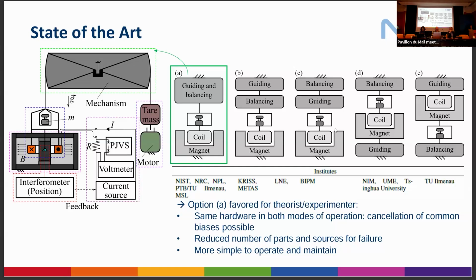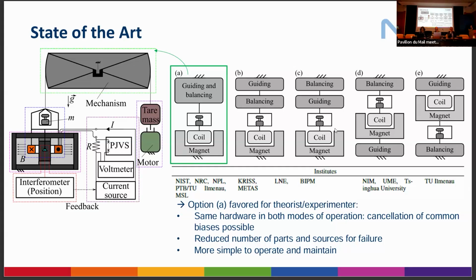And this is a strategy that NIST have used in all their Kibble balances from NIST 2, NIST 3, NIST 4, and in CHEMS as well. NRC Canada also have combined guiding and balancing mechanism, and then NPL as well, the old one and the new one, and PTB and Ilmenau and MSL, they use combined guiding and balancing mechanism. And in that case, the magnet is fixed.